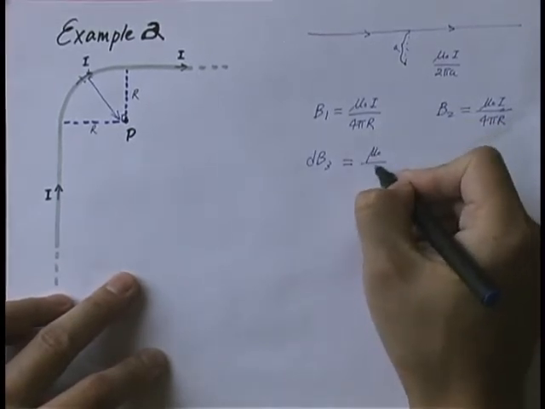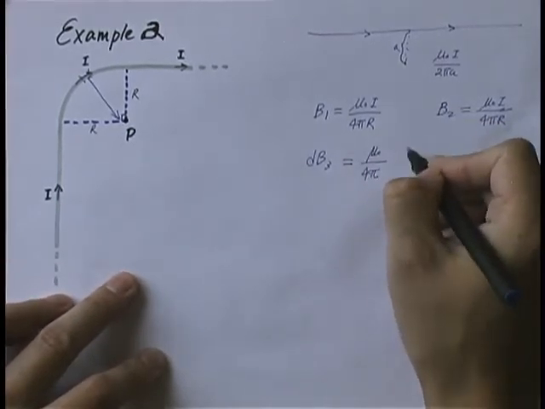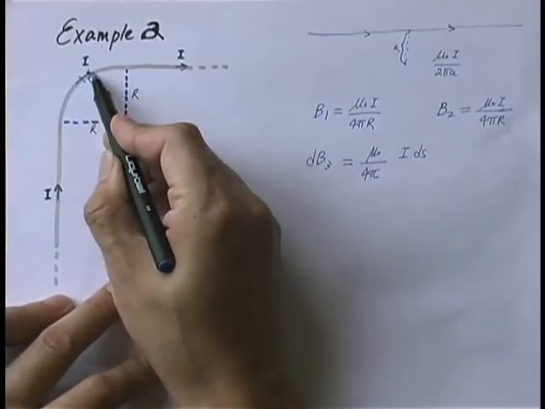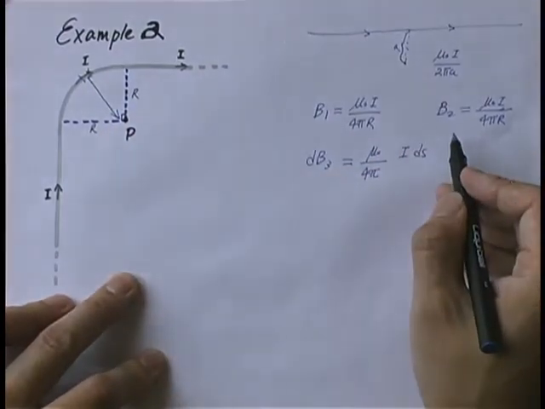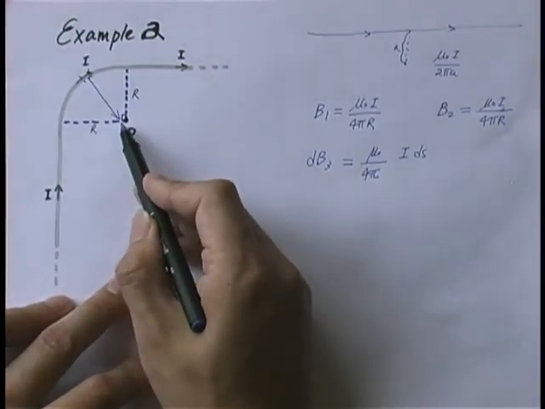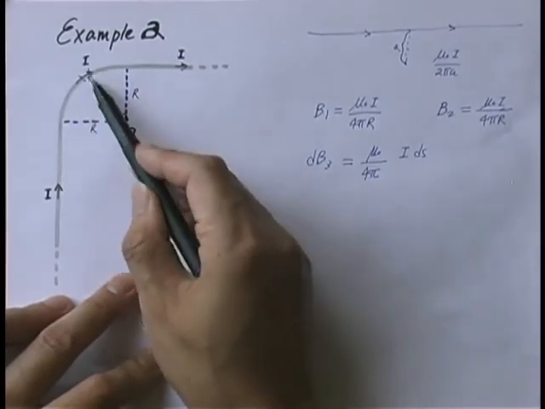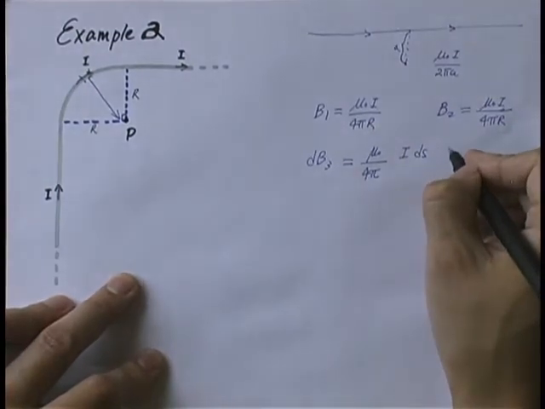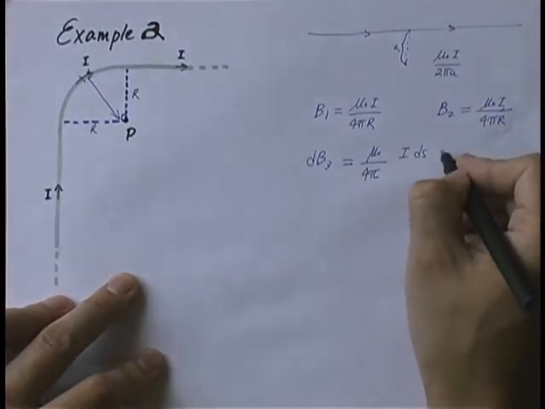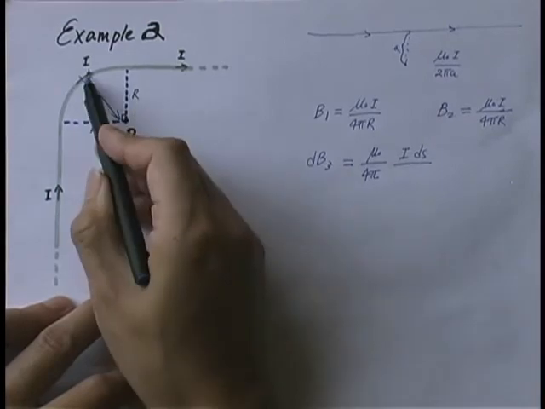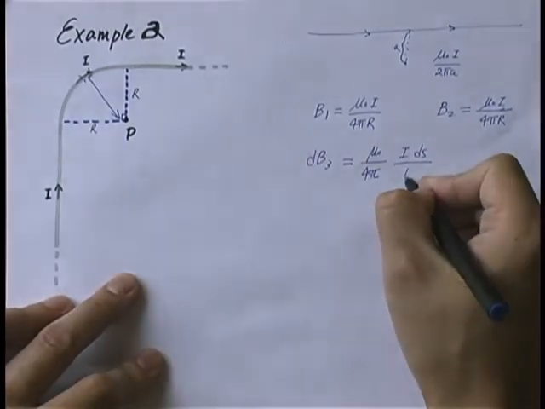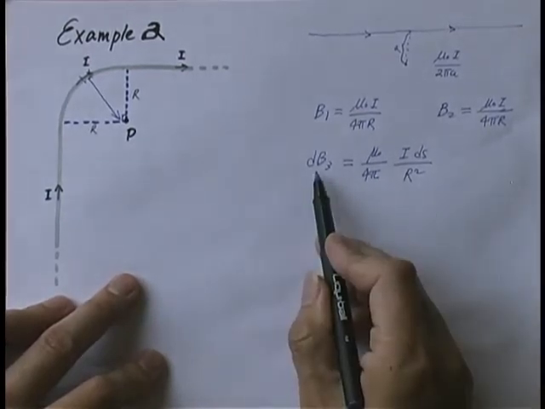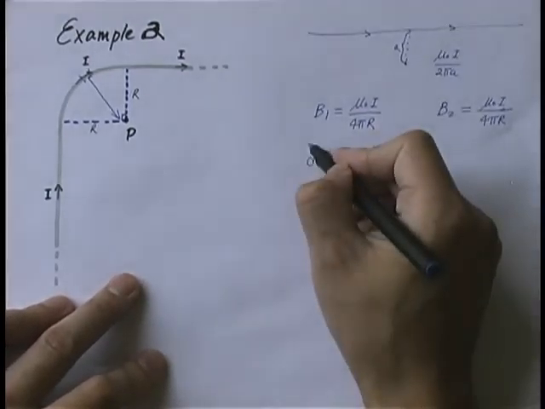Okay, I forgot about mu naught over 4 pi. I have to write that first. Mu naught over 4 pi, I ds. What's ds? ds is the length from here to there. Times the unit vector r times the sine of the angle between ds and r, which is 90 degrees, right? So the sine is just 1. So just I ds times 1 times 1, divided by the distance squared, and that's just r squared. That's it. Now, that is only dB3, however. I have to integrate to get B3.